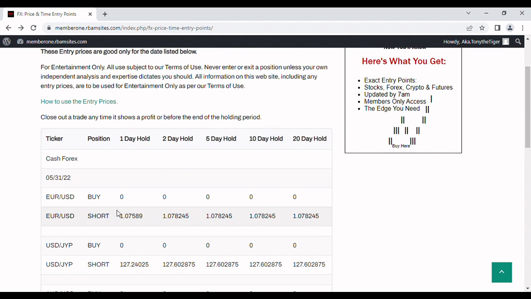Very simple. You should never use any of these prices as your sole means of entry. You always want to do your own research. But this is a very good way to log in every morning before 7 a.m. at rbamresearch.com and get these entry prices. They're free, no credit card required. You can just sign up and get them every day before 7 a.m. and then use them to aid you to swing trade the Forex.